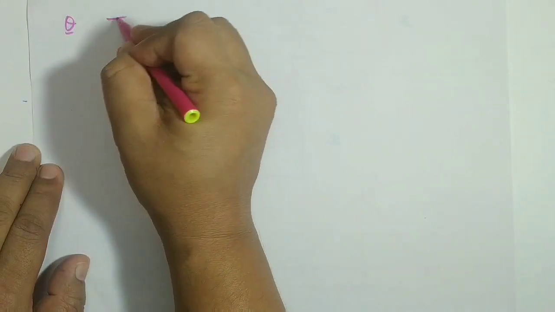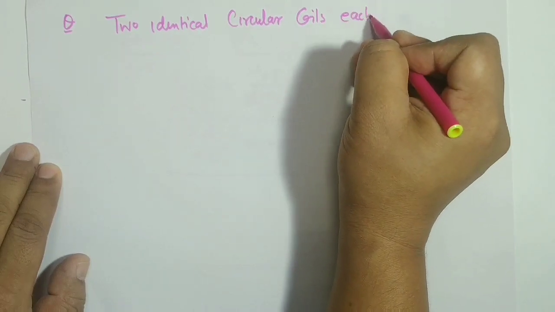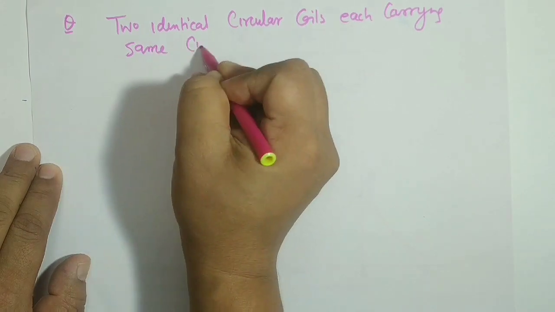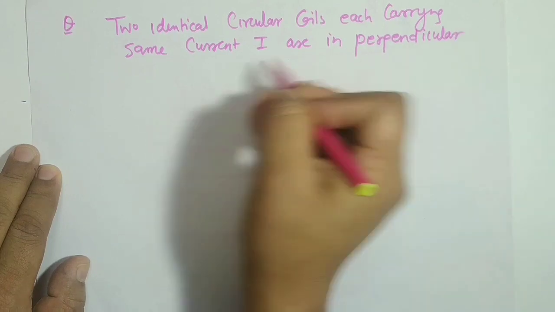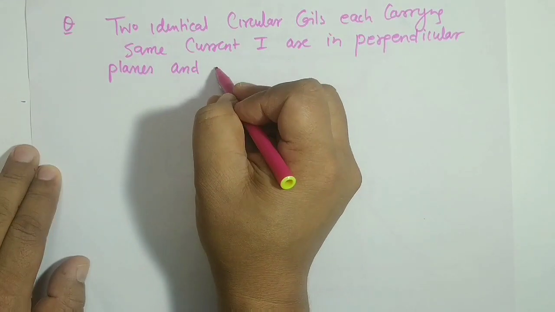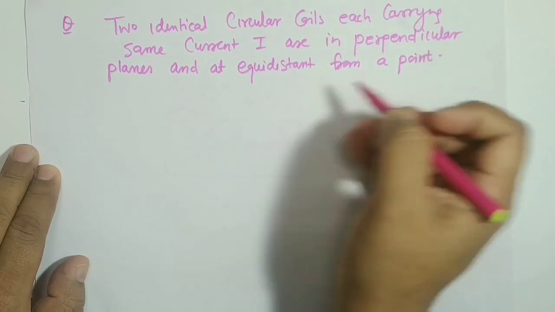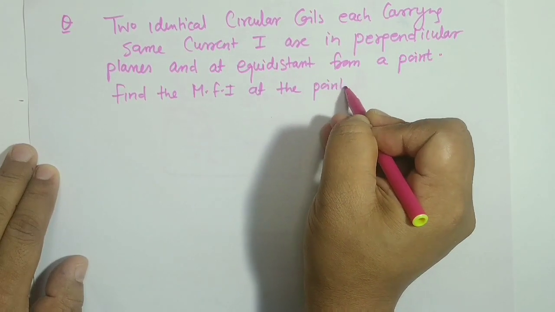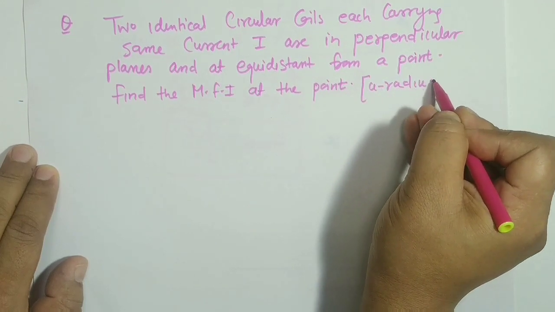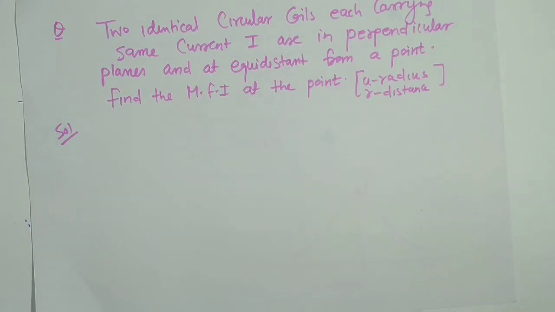And now I have a question here, a very short question. I am taking two identical circular coils, each carrying the same current I, in perpendicular planes, and at equidistant from a point. Find the magnetic field intensity at the point. A is the radius given of the coil and R is the distance. Now we can see what it says and what type of solution it has. So we'll just check it out.